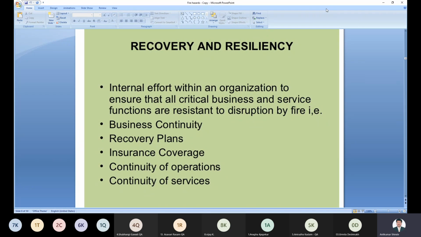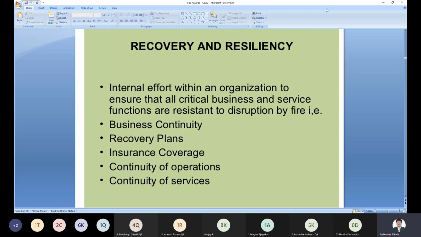The recovery plans: how to recover the material after the fire, how to recover the different land areas, how to recover the different properties of the company. That is called the recovery plans. Insurance coverage: after the fire, we have to approach the insurance company and ensure that your department, different equipment, and different activities are insured, so we can get compensation from the insurance company and avoid loss of money due to the fire.